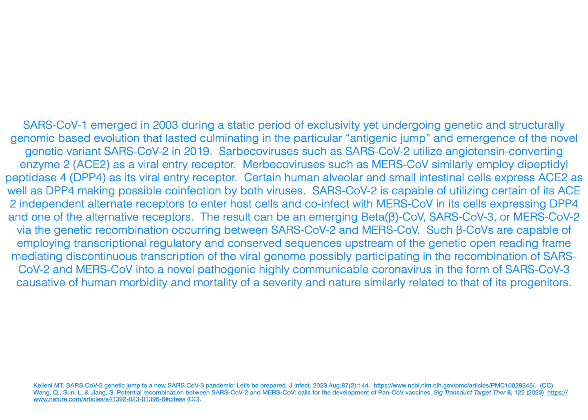Certain human alveolar and small intestinal cells express ACE2 as well as DPP4, making possible co-infection by both viruses. SARS-CoV-2 is capable of utilizing certain of its ACE2 independent alternate receptors to enter host cells and co-infect with MERS-CoV in its cells expressing DPP4 and one of the alternative receptors. The result can be an emerging beta-CoV, SARS-CoV-3, or MERS-CoV-2 via the genetic recombination occurring between SARS-CoV-2 and MERS-CoV.